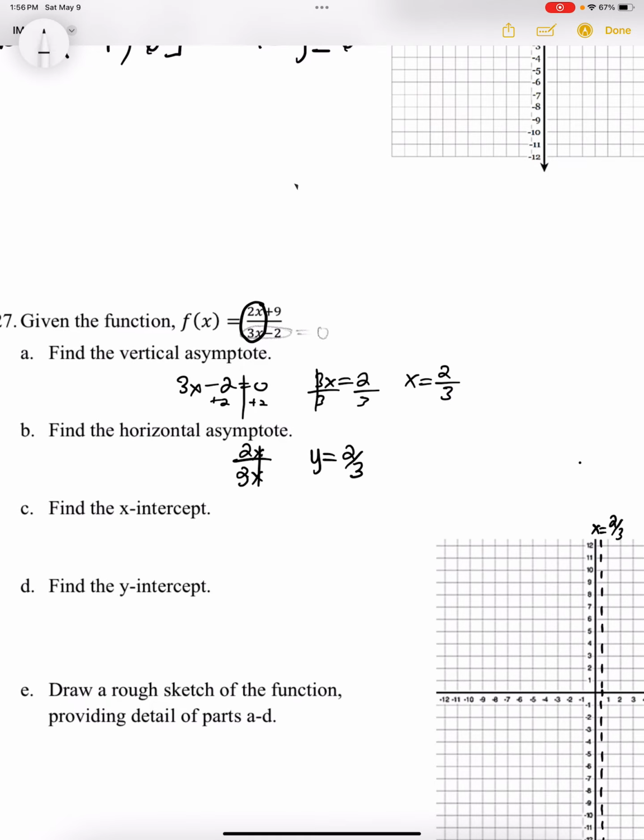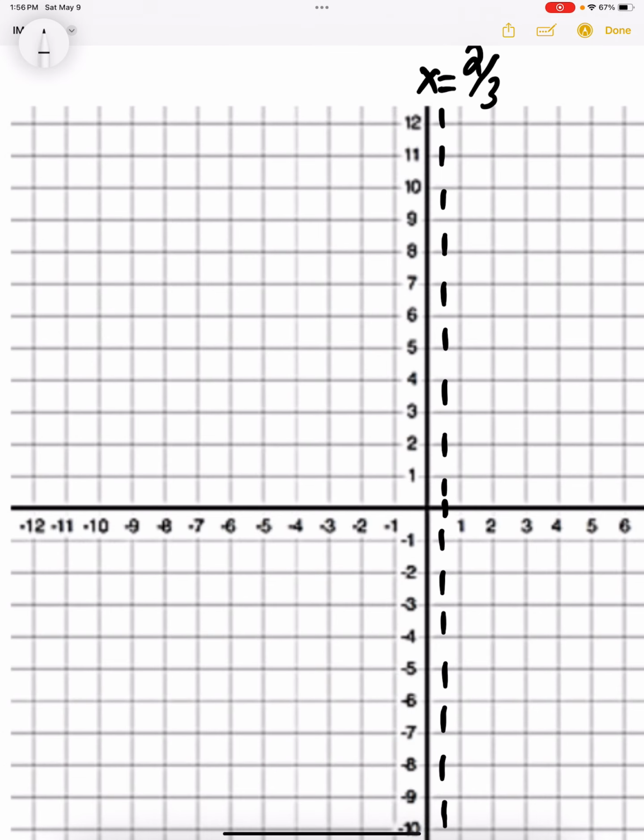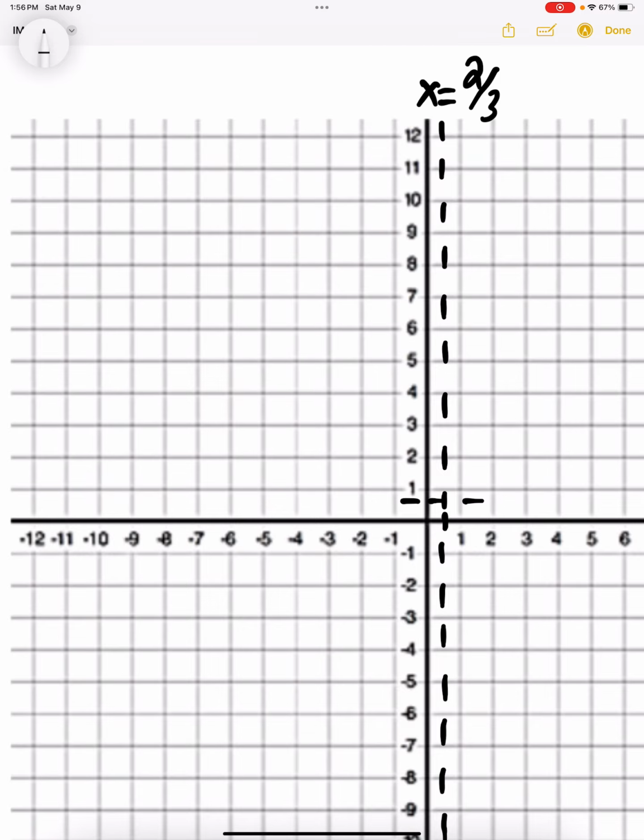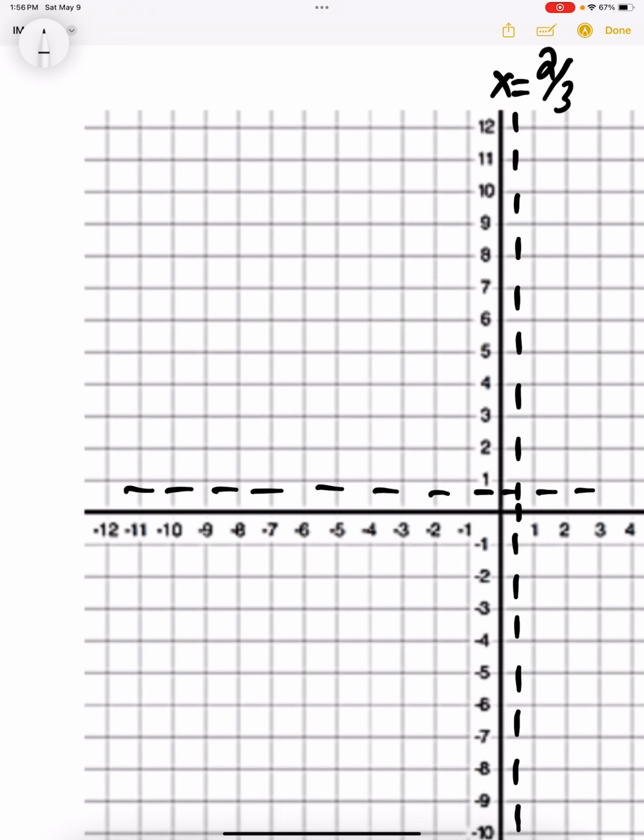But horizontal is sideways, so this one is a line that is at 2/3 going this way, in this direction. So it's a horizontal line, y equals 2/3. It's not at 1, it's a little bit before that.